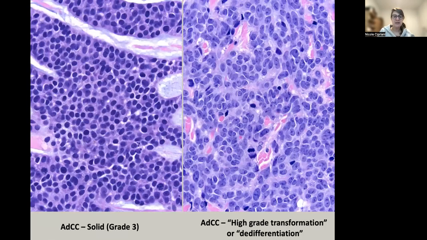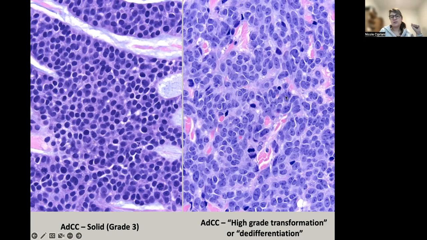So on the left is your solid regular variant adenoid cystic, in which the nuclei are still bland and small and not very mitotically active. On the right is your high-grade transformed adenoid cystic, in which the nuclei are bigger with bigger nucleoli, more mitoses. So this is so-called high-grade transformation or de-differentiation.